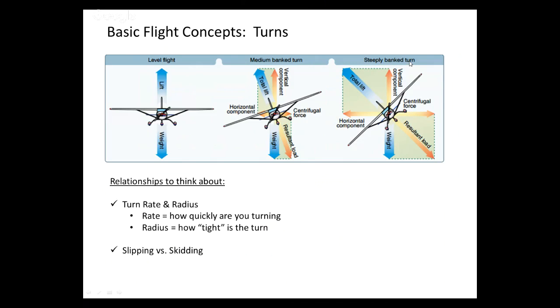So steep bank turn, you still have lift and weight. If you remember, weight always acts down towards Earth. The components of weight are what's called centrifugal force and resultant load. So if you take the sum of, and you can kind of see it in the diagram, but if you were to actually do the math behind this, the weight and the centrifugal force, those components add up to what's called a resultant load.